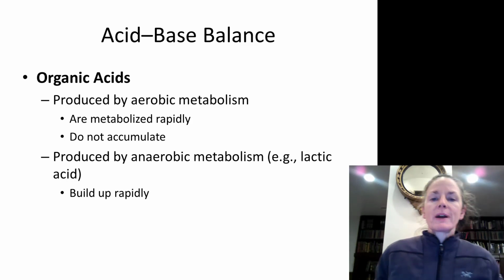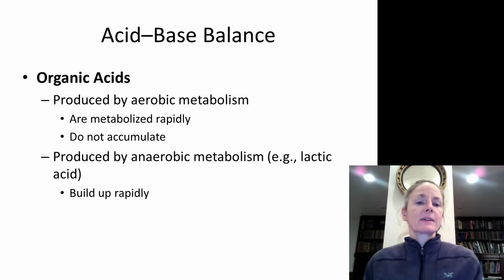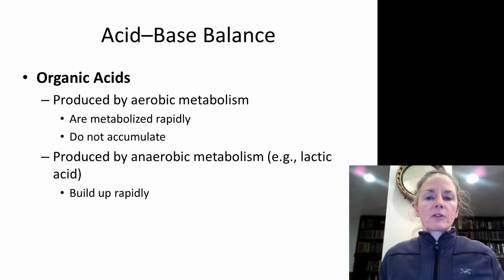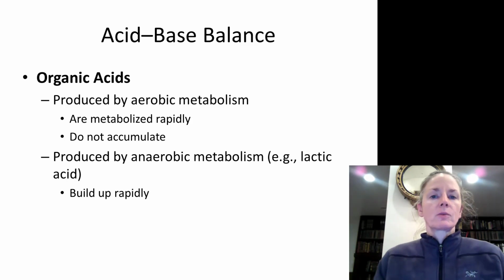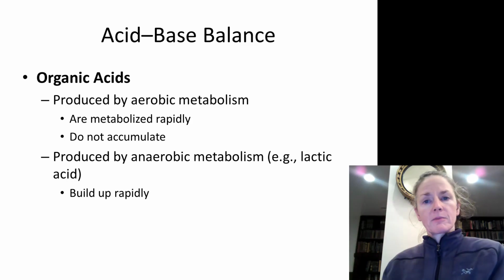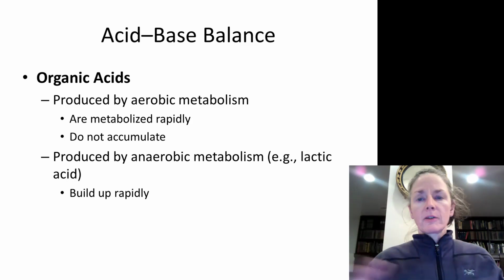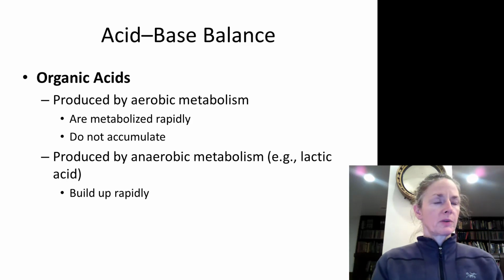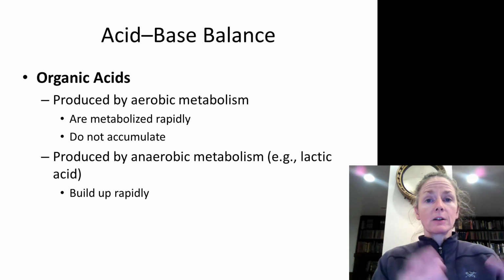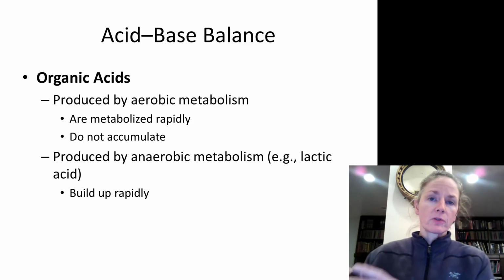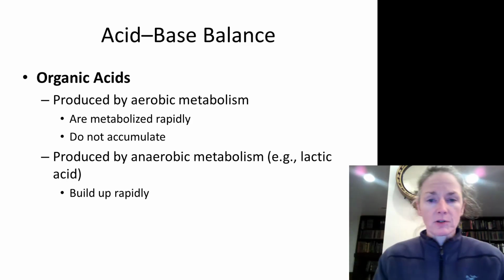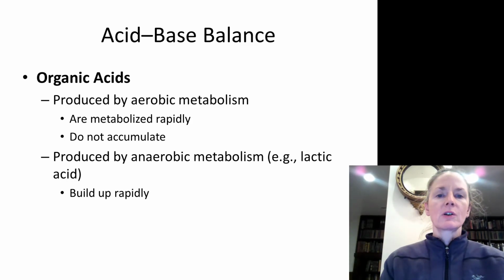Organic acids are produced by aerobic metabolism, so think lactic acid. And these are pretty rapidly metabolized and not accumulated. So when you think about when you make lactic acid, what happens to it? When you make it at the muscle, it's shuffled away, picked up by circulation to the liver as part of the Cori cycle, where it's then assembled into pyruvate, then glucose, shipped back to the muscle so that it can then make glycogen. So organic acids are very rapidly metabolized.